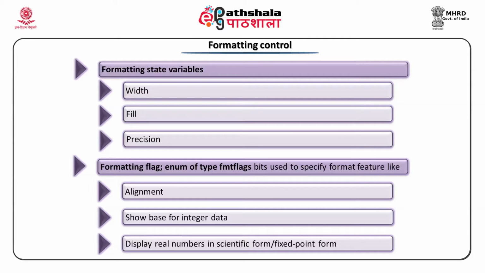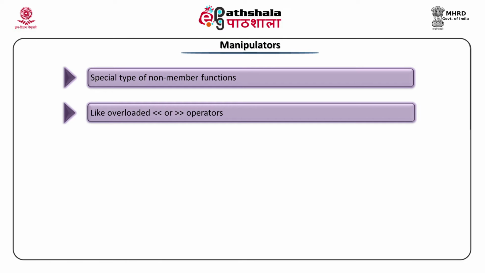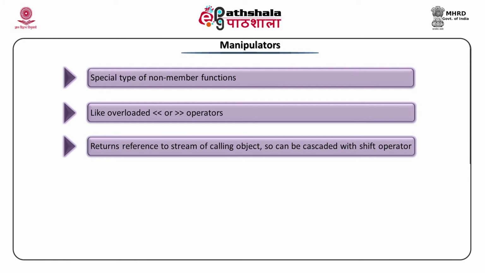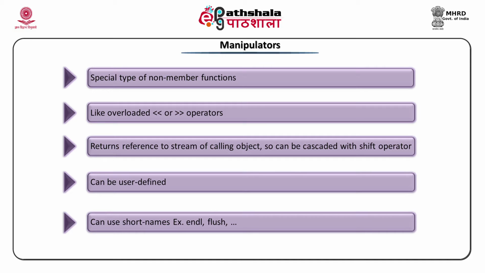What are manipulators? Manipulators are a special type of non-member functions. That means they do not belong to any class. They are just like overloaded operators, insertion and extraction, and the main advantage of using manipulators is they return the reference to the stream of the calling object, and therefore we can use them in a cascaded manner. We can also have our user defined manipulators, and C++ also provides predefined manipulators, and we can use their short names also. So these are all the advantages of using manipulators.